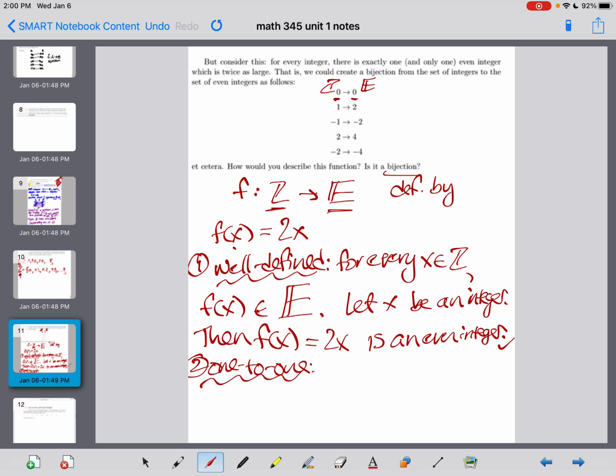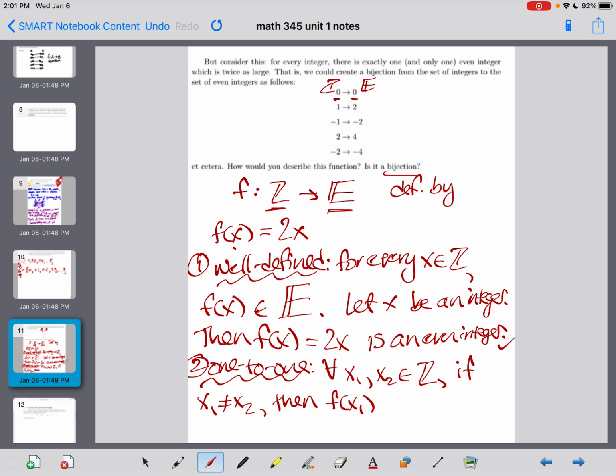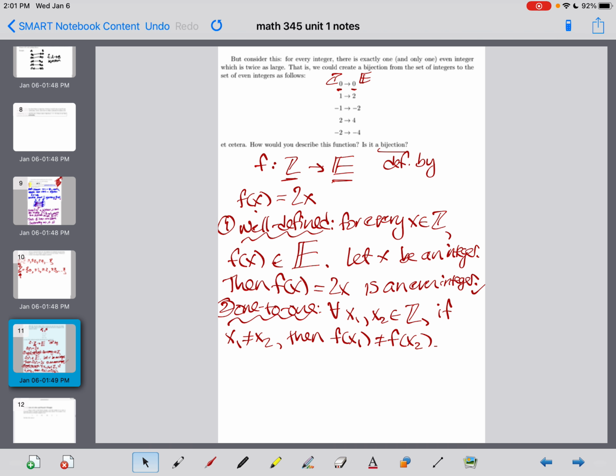So how do we check that this function is one-to-one? Well, here we want to know that for any two x values, x1 and x2, in this domain, in the set of integers, if x1 and x2 are distinct, if they're different from each other, then their outputs, f of x1 and f of x2, are also distinct. They're also different from each other. This is how we check that the function is one-to-one. And again, yeah, this is going to be the case, because if you take two different integers, x1 and x2, the outputs are just going to be those same integers multiplied by 2.